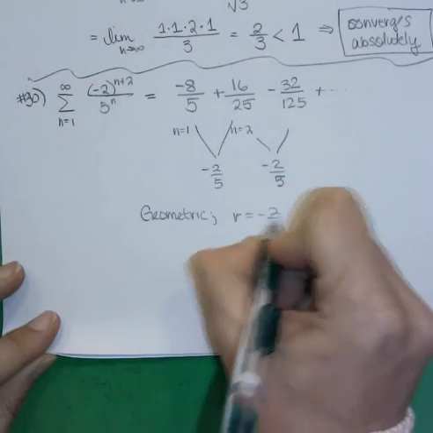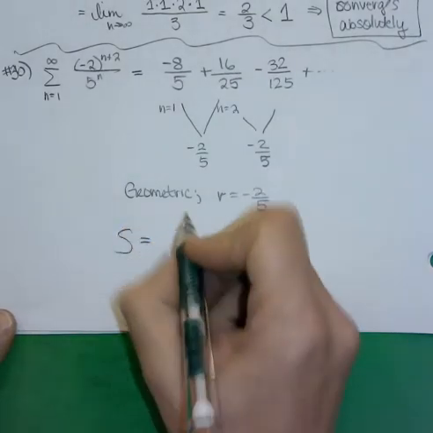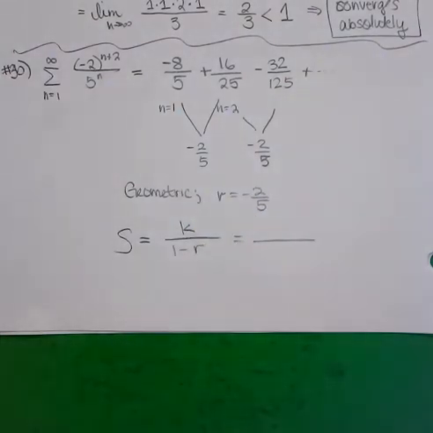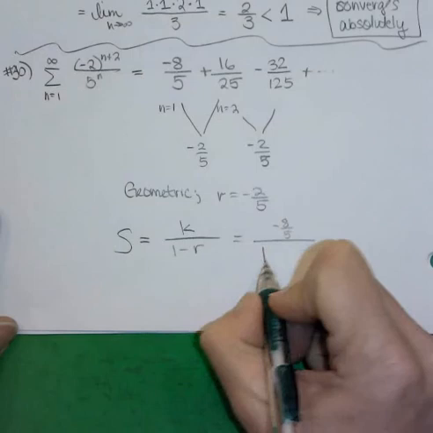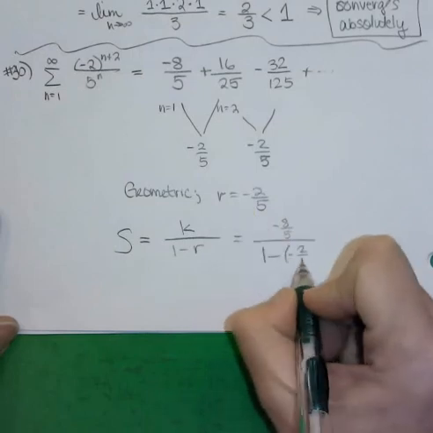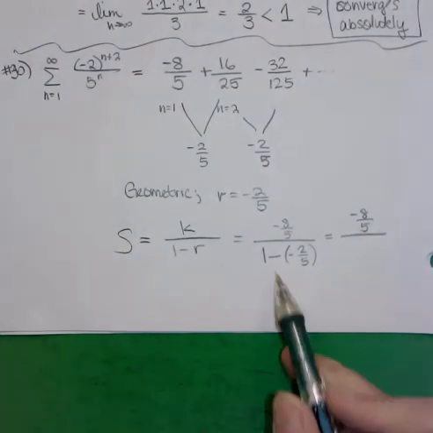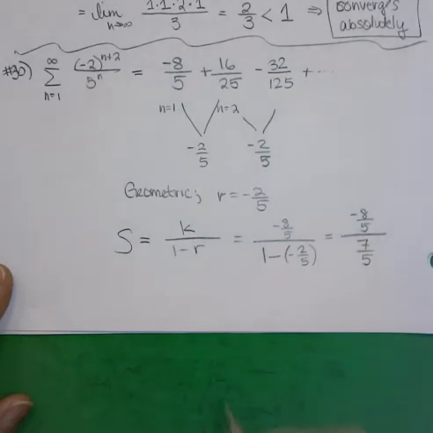And as long as the absolute value of your ratio is less than 1, your series converges. And the absolute value of our ratio is less than 1. So the series converges, and the sum is k over 1 minus r, where k is the first term. So the first term is negative 8/5. 1 minus the ratio is negative 2/5. So we have negative 8/5 over 1 plus 2/5. 5/5 plus 2/5 is 7/5. And then you can just invert and multiply. So times 5 over 7. So negative 8 over 7.